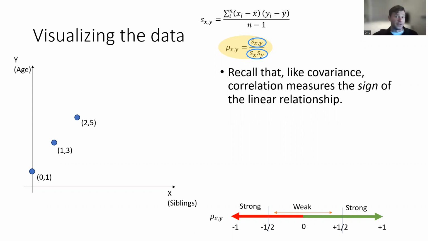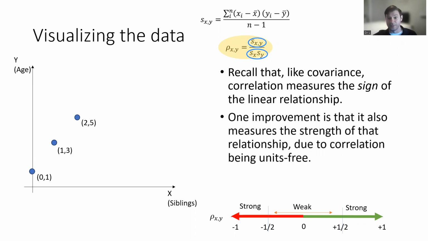Now, the improvement of correlation over the covariance is that it doesn't just capture the sign of the relationship, it also tells us something quantitatively about the strength of that relationship. And again, this stems from it also being a units-free metric. We can't just change the units and cause the scale of that metric to change. It's bounded on the -1 to +1 interval.